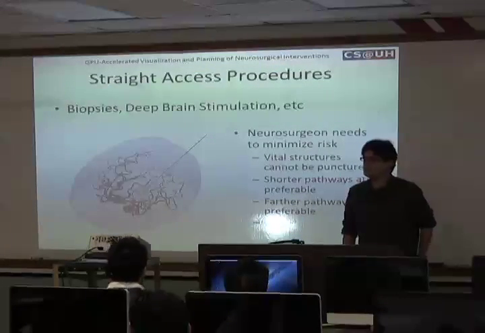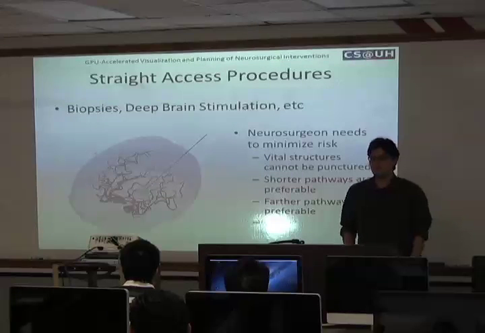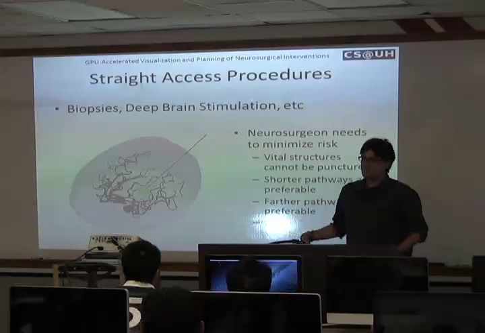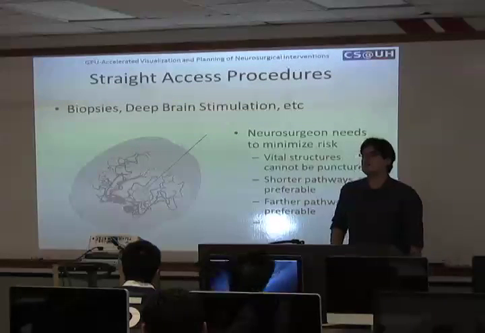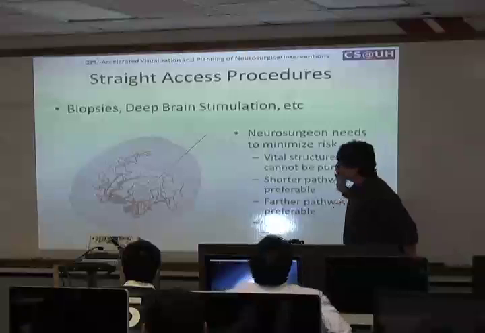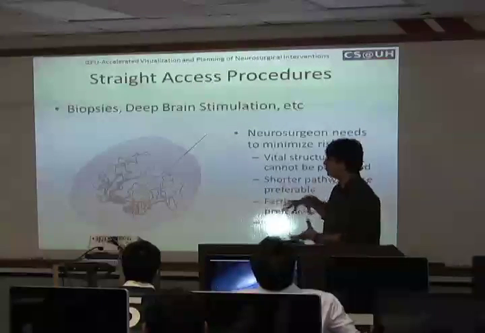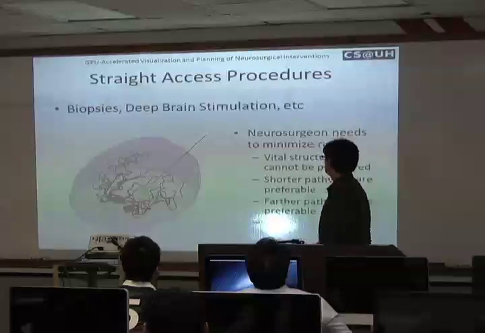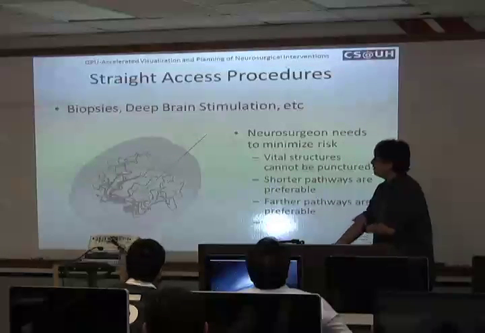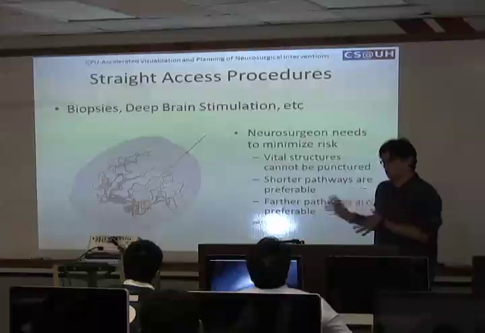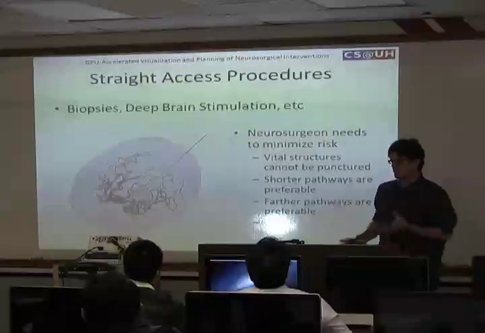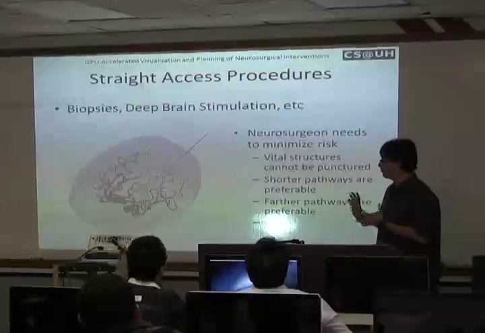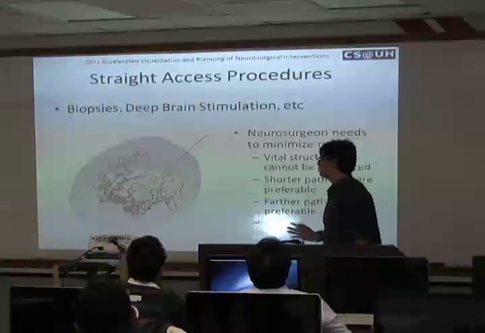So for some surgical procedures, such as biopsies, the neurosurgeons need to insert a straight axis tool, such as a needle, from some point on the surface of the head to some target point within some region of interest within the brain, such as a tumor. And for inserting that needle, the neurosurgeon's job is to minimize the risk involved in the whole procedure, right? And they need to consider a number of things in order to minimize the risk.